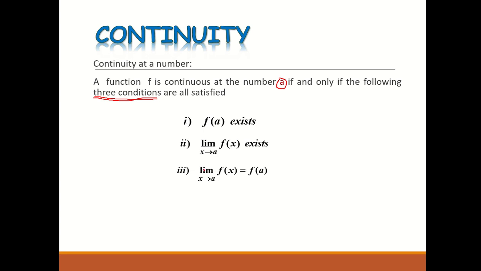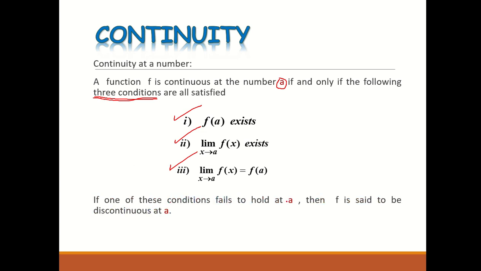And then the third one is that the limit of f of x as x approaches a is equal to the value of the function at x equal to a. Once all these conditions are satisfied, we can say that the function is continuous at the number a. If one of these conditions fails to hold at a, then f is said to be discontinuous at a.